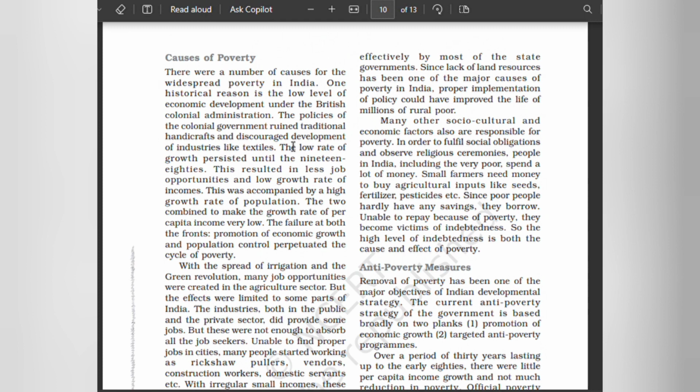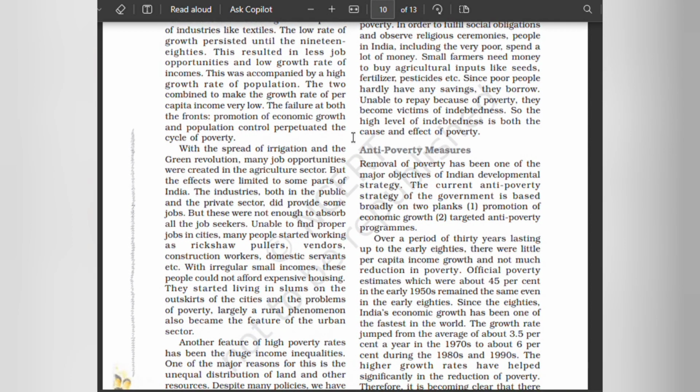Many other socio-cultural and economic factors also are responsible for poverty. In order to fulfill social obligations and observe religious ceremonies, people in India, including the very poor, spend a lot of money. Small farmers need money to buy agricultural inputs like seeds, fertilizers, pesticides, etc. Since poor people hardly have any savings, they borrow, and unable to repay because of poverty, they become victims of indebtedness. So the high level of indebtedness is both the cause and effect of poverty.